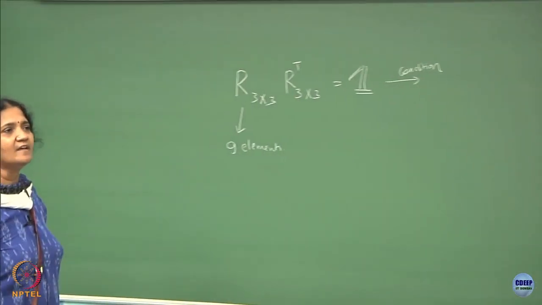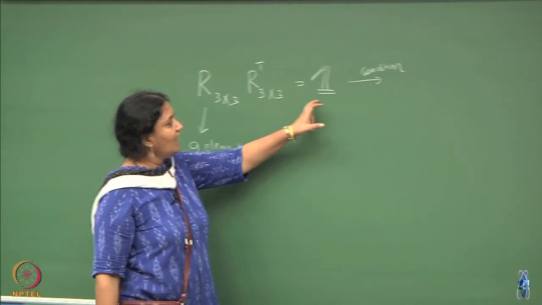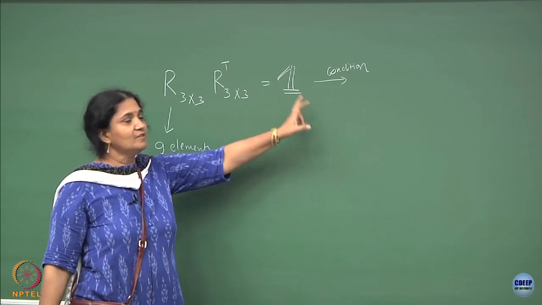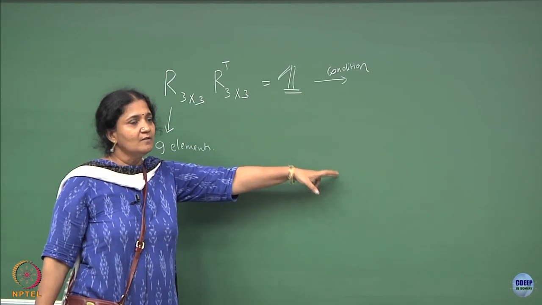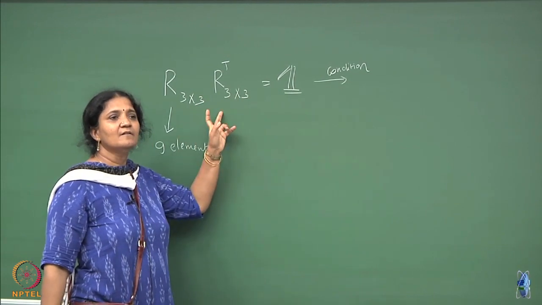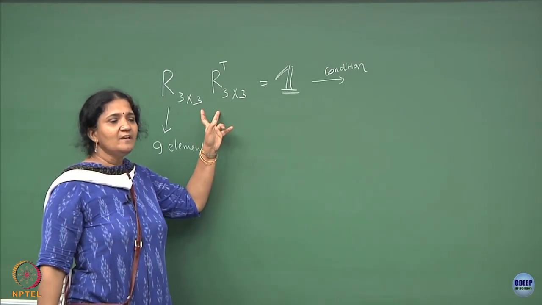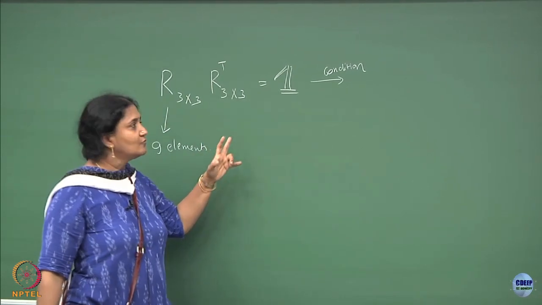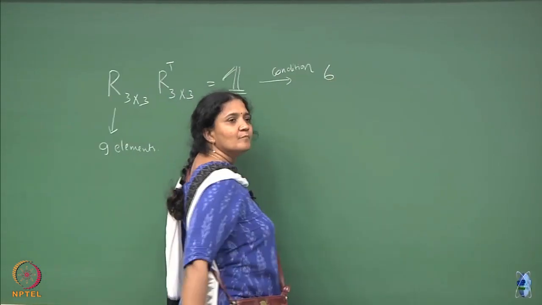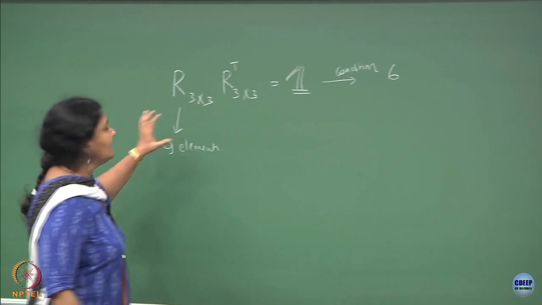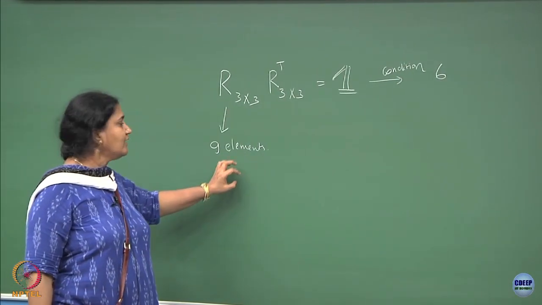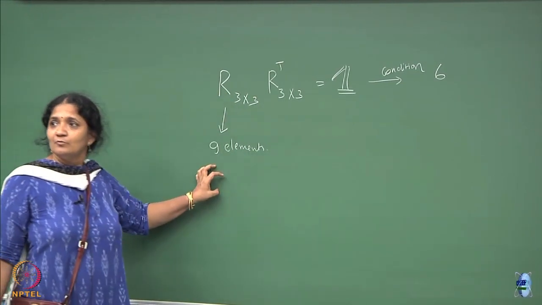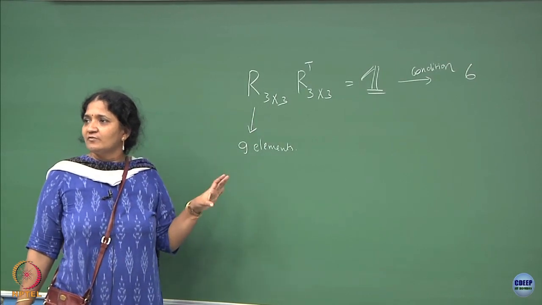How many conditions are there? So, the diagonal elements should be 1, and the off diagonal elements of this are 0. Okay. So, you will see how many conditions you get out of this. There will be 3 diagonal equations and 3 off diagonal equations. So, the number of conditions is 6. Okay. So, in general any 3 cross 3 matrix, if it has real entries, will require 9 real parameters to define a 3 cross 3 matrix.